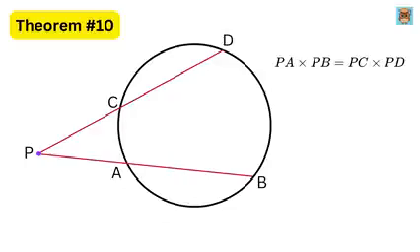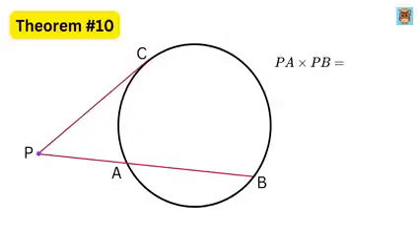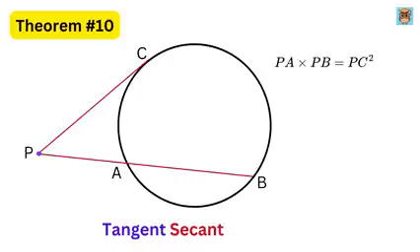will be the same as PC times PD. Awesome! We can extend this theorem and say that if this line is a tangent, say this line touches the circle at a single point C, then we have PA times PB equals PC square. This theorem is called the tangent-secant theorem, which is very similar to the two secants segment theorem.